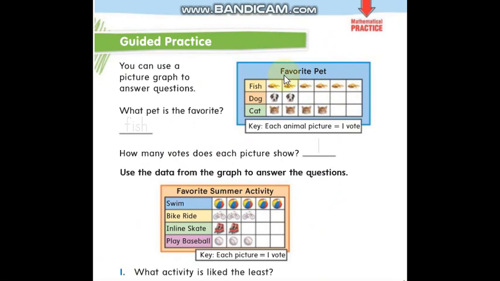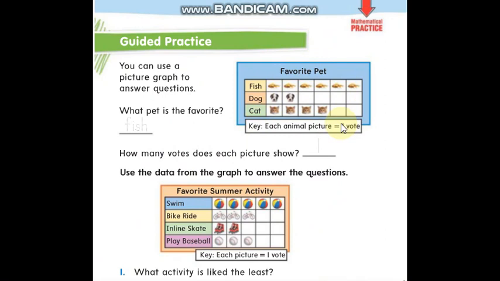So, as you can see, the data is over here, and let's go to the key, because as I said to you so far, the key is very important. Always look at the key to see how many each picture stands for. The key will help you understand the data in the picture graph. So everyone, here is the key.